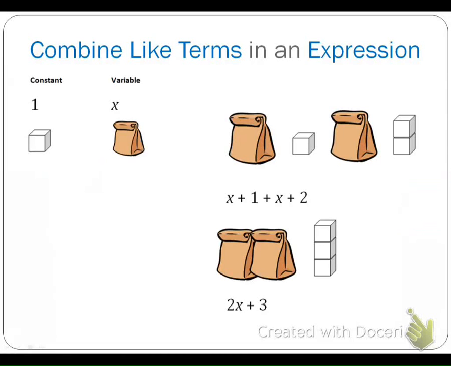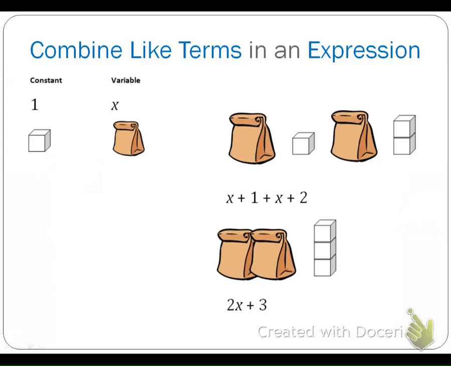Let's review the concept of combining like terms in an expression. Here I have a constant, a number, like the number 1. It represents a value, something that you know, that doesn't change. So we have a cube to represent our constant of the number 1.